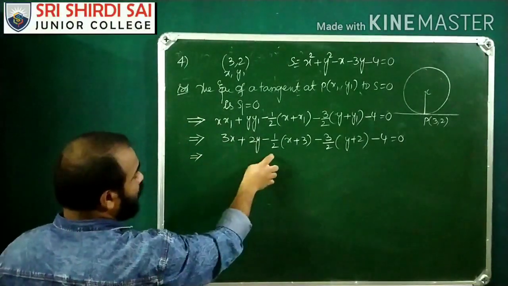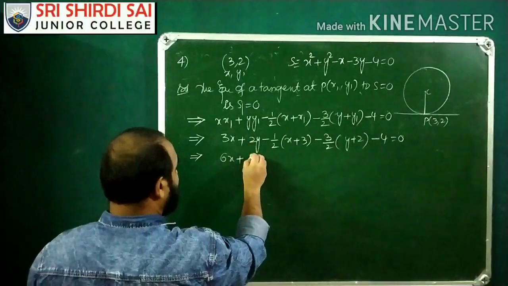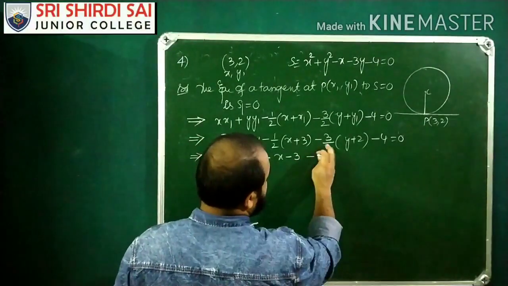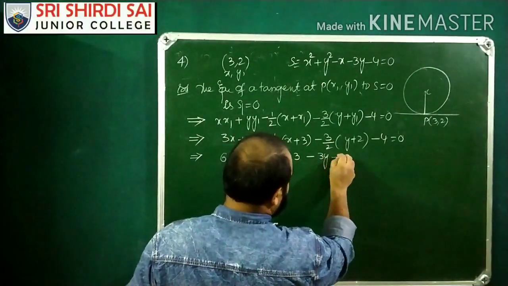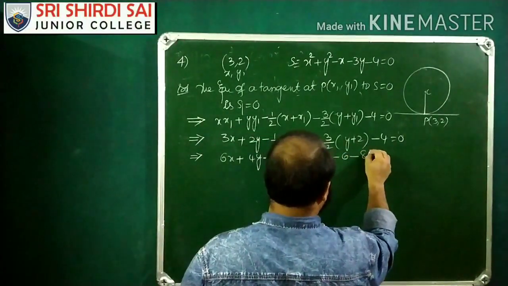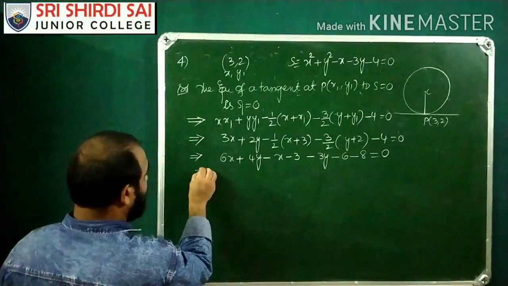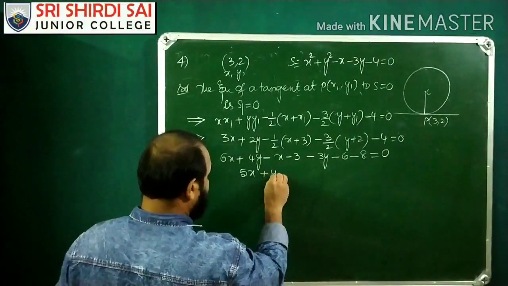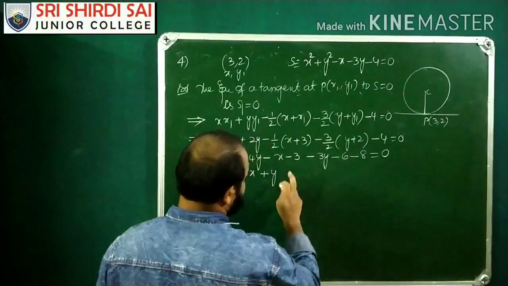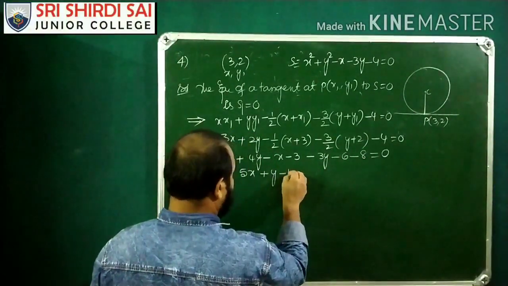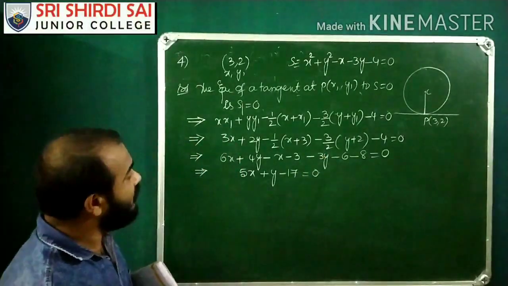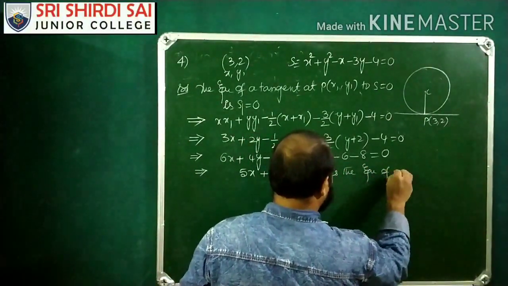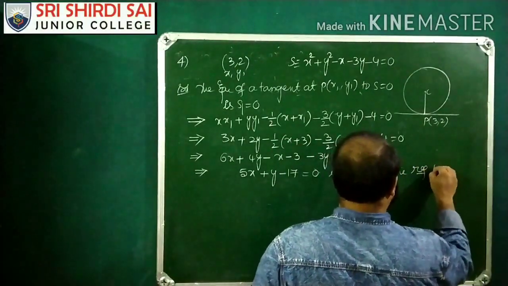So here the LCM is 2. So 2 3s are 6x, 2 2s are 4y, minus (x plus 3), minus 3 times (y plus 2), that is minus 3y minus 6, and 2 4s are 8, equals 0. So here 6x minus x is 5x, 4y minus 3y is y, minus 3 minus 6 minus 8, that is minus 9 minus 8, minus 17 equals 0. This is the equation of the required tangent.